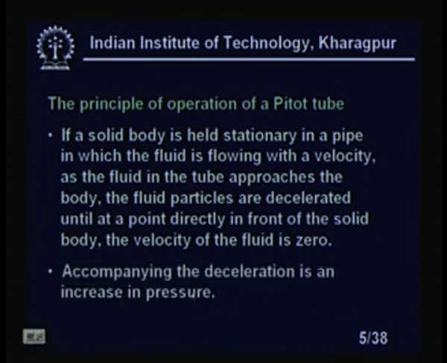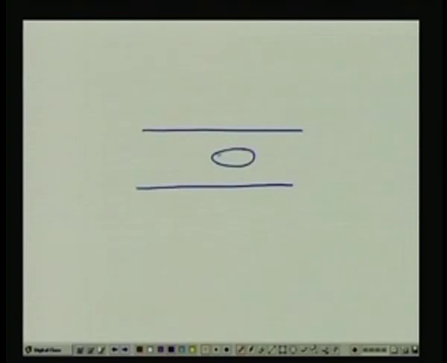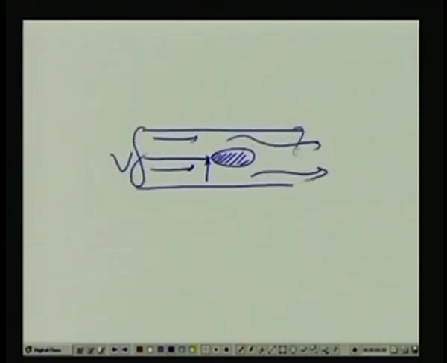So, accompanying the deceleration is an increase in pressure, right. That means, as I told you earlier, what will happen? I have a solid body here, again I am telling, the liquid is coming and hitting here. So, velocity at this point is 0, right, velocity V it is flowing, this is the pipe. So, what will happen here? I will take a new page, okay.